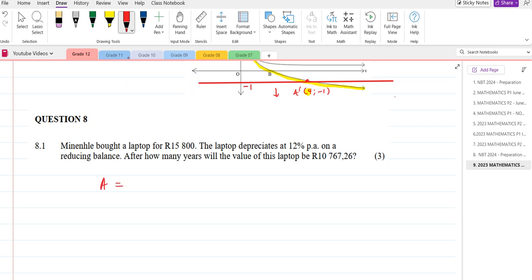So accumulated value is equal to, remember this is depreciation on reducing balance, which is the diminishing balance method. So P into 1 minus i to the power n. Now she bought a laptop for 15,800, which is your principal. 1 minus, what's the interest rate? 12% per annum, so 12 over 100 to the power n. We're solving for n, alright? And what's the accumulated value after a certain number of years? 10,767.26. So now we need to solve for n.